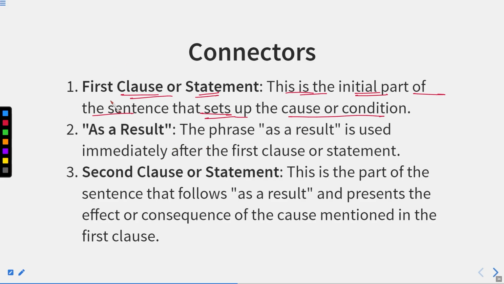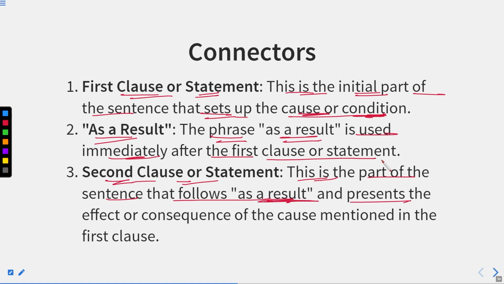Okay, so the first clause covers the cause or the condition. After that we have "as a result." The phrase "as a result" is used immediately after the first clause or statement, and it introduces the result. The second clause or statement is the part of the sentence that follows "as a result." It is placed just after the phrase and presents the effect or consequence of the cause mentioned in the first clause.